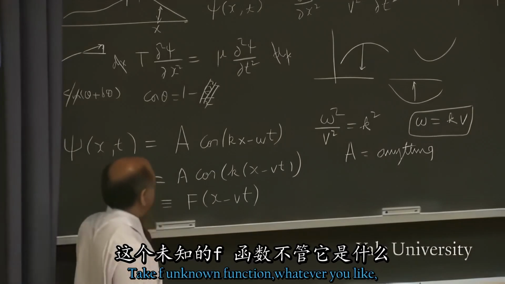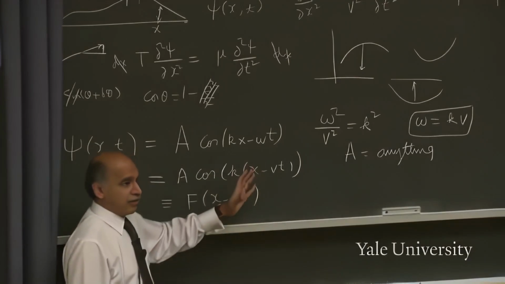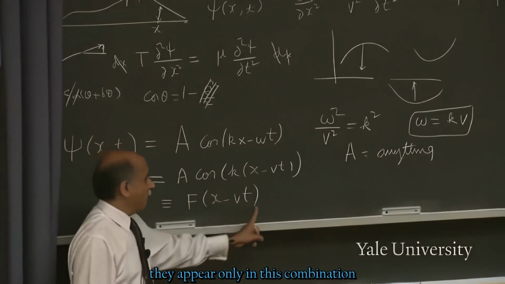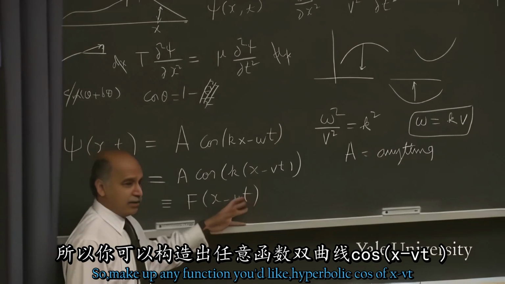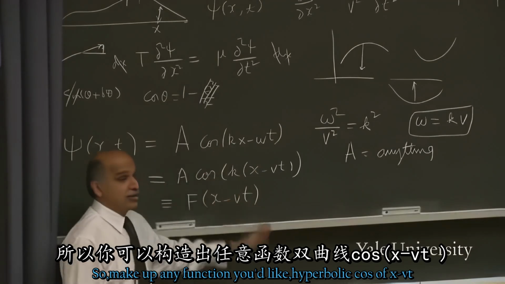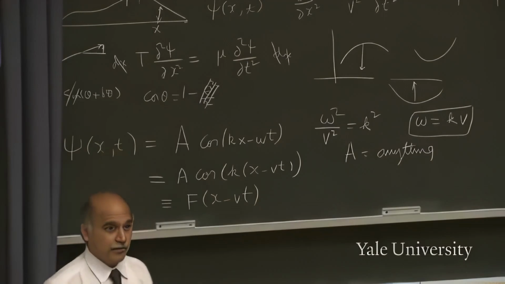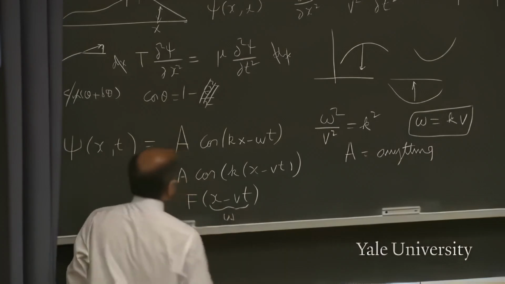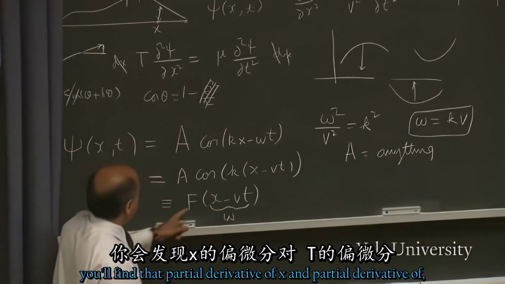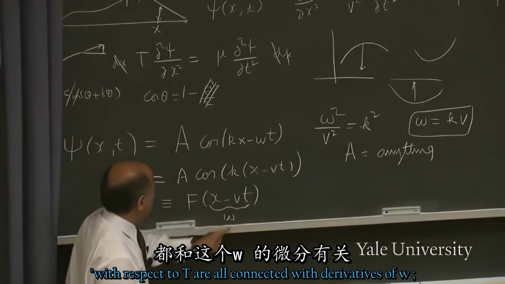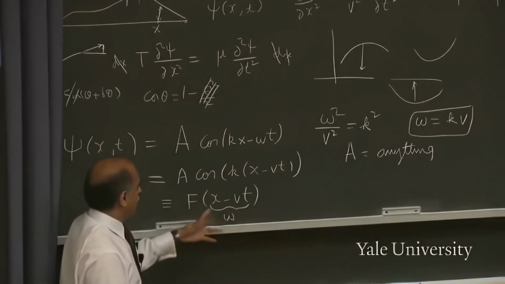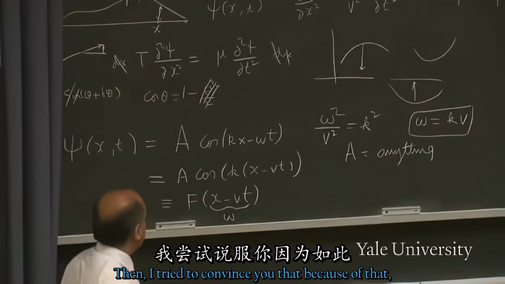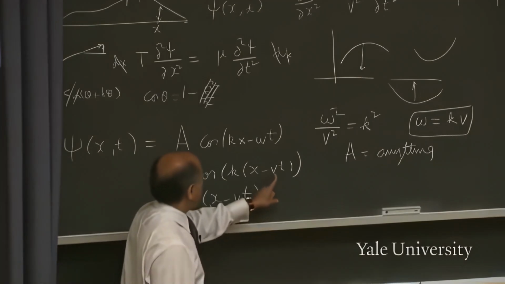Take f, an unknown function, whatever you like, but it's not an arbitrary function in which x and t appear any way they like. They appear only in this combination. So make up any function you like. Hyperbolic cosh of x minus vt, that's a solution to the wave equation. Why? Because if you start taking derivatives, if you call this variable w, you will find that the partial derivative with respect to x and the partial derivative with respect to t are all connected to derivatives of w, and then if you do the chain rule, you will find this satisfies the wave equation. Then I tried to convince you that because of that, v is actually the velocity of the wave.